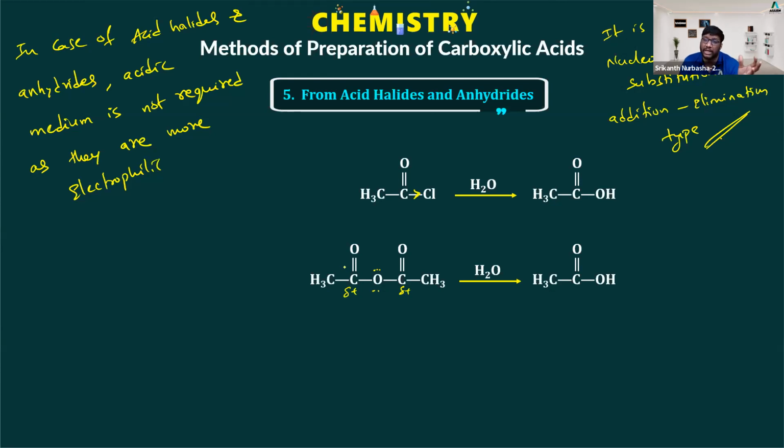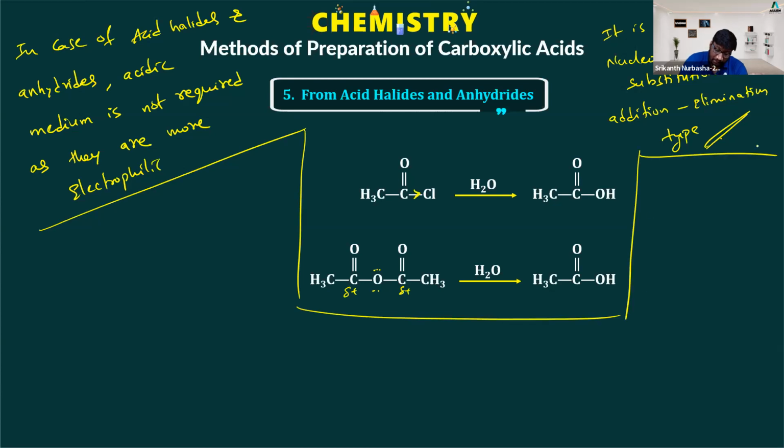Acid halides are more electrophilic than acid anhydrides. Because of that electrophilic nature, we don't need the acidification. So the whole point of doing the acidic hydrolysis is to increase the electrophilicity. That is not required because they are already more electrophilic. So H2O, even though it is a weak nucleophile, will be attacking the electrophilic carbon.